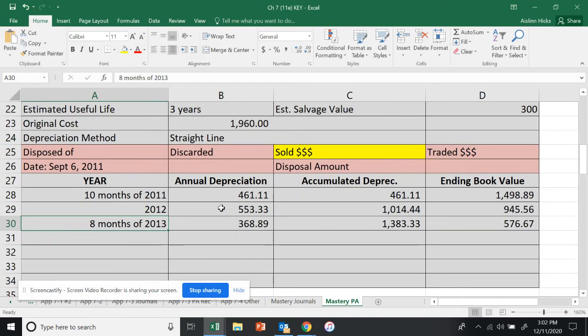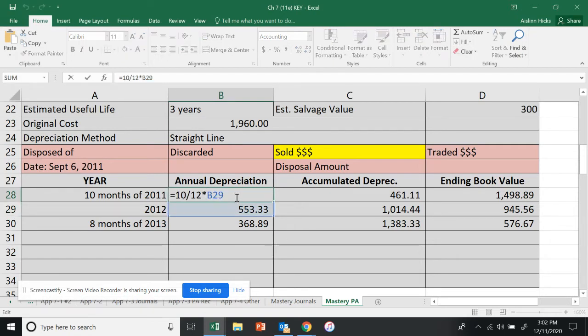Okay. So a full year of depreciation is $553.33. So 10 months is 10/12 of that. And 8 months is 8/12 of that. Right? Give yourself a pat on the back if you did this all correctly, because that's fantastic.